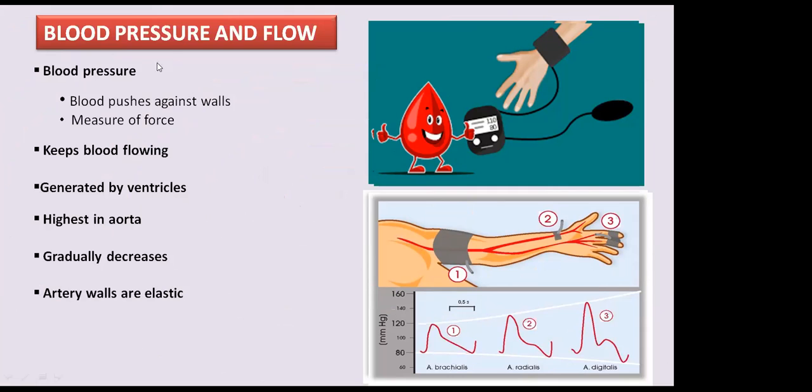And the blood pressure is highest in the aorta. Gradually it decreases as it goes towards the capillaries. Mostly blood pressure can be detected by the pressure that is exerted by the blood on the walls of arteries.